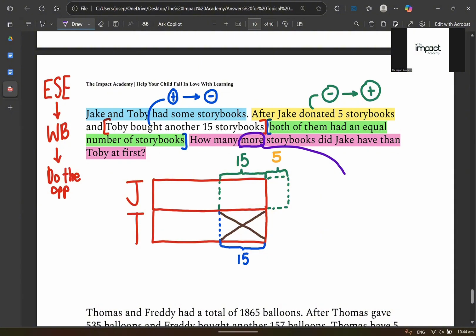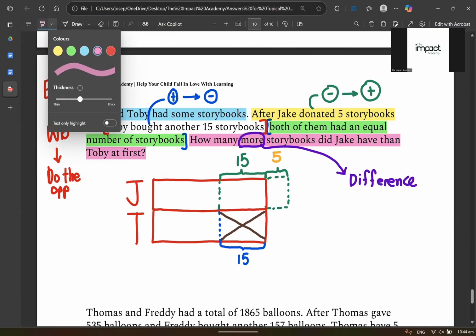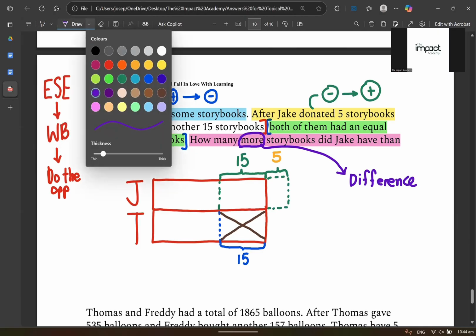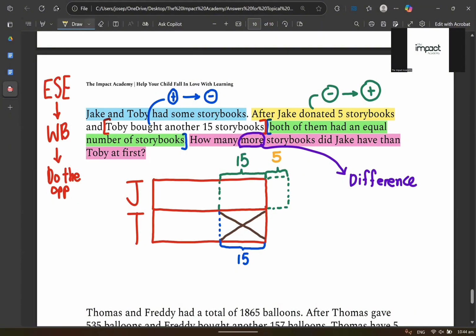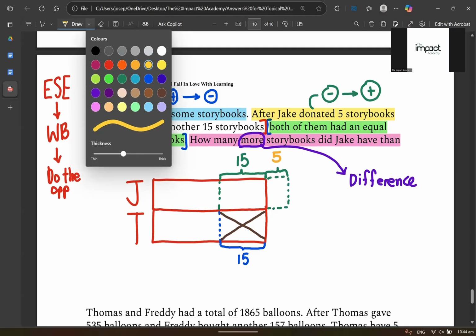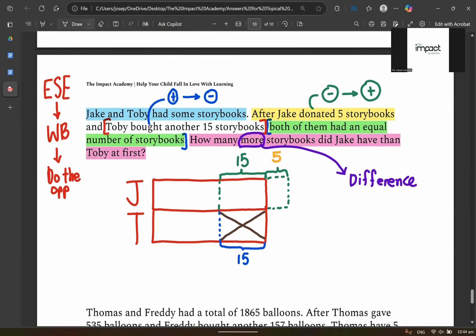When I say more, I'm talking about the difference. Very good. So here's what is going to happen. Listen to me first. I'm going to use a very bright color and ask you a question. Are you ready? Now, Steve, you are Jake now.